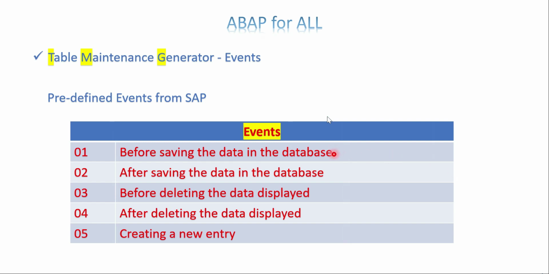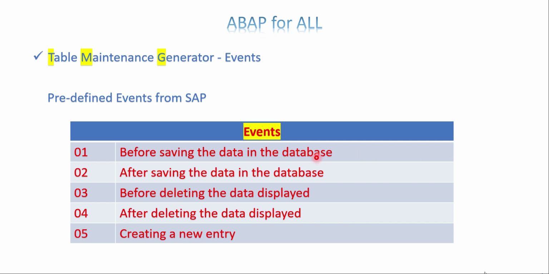And these are the events, and I have seen 39 events, and the first 5 I displayed here. Before saving the data in the database, if you want to validate something, or if you want to add something, then you have to use this event 01. Frequently we are using this one. Creating a new entry is 05. So while creating a new entry, I want to populate created date and time, created by, those information to be populated in the relevant field. Then I have to use event number 5.